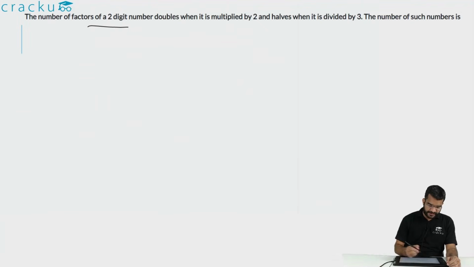In this question, we are told that there is a 2-digit number and the number of factors of this 2-digit number doubles when it is multiplied by 2 and halves when it is divided by 3. We are supposed to find out how many such 2-digit numbers exist.